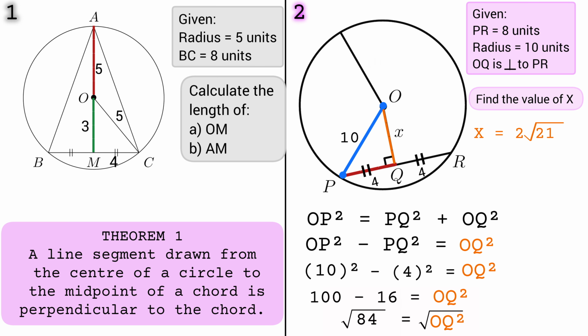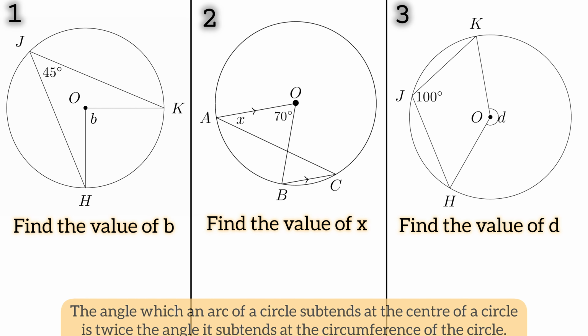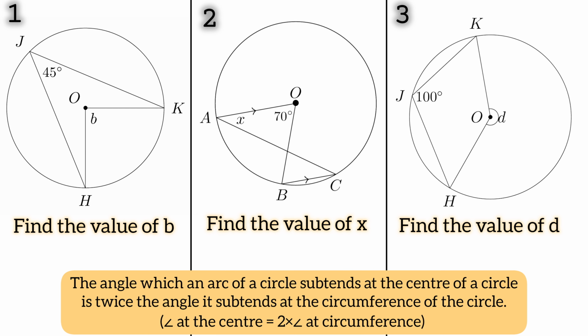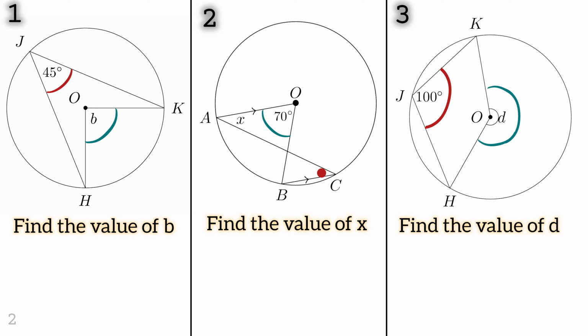Theorem 2 states that the angle which an arc of a circle subtends at the center of the circle is twice the angle it subtends at the circumference of the circle. In other words, the angle at the center is twice the angle at the circumference.